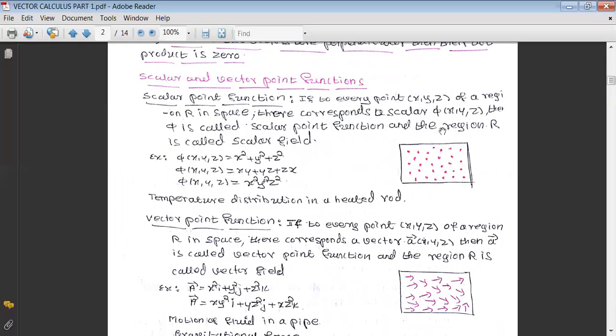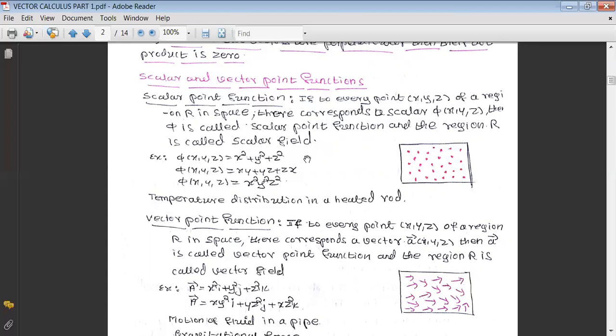Suppose you take any region in space, or any part of a surface. At each point in the space or on the surface, if there exists a scalar phi, then that phi is called a scalar point function, and the region is called a scalar field. Means, if you take any point in a certain region and you find a scalar, that is phi of x, y, z, then that phi is called a scalar point function, and the region R is called a scalar field.